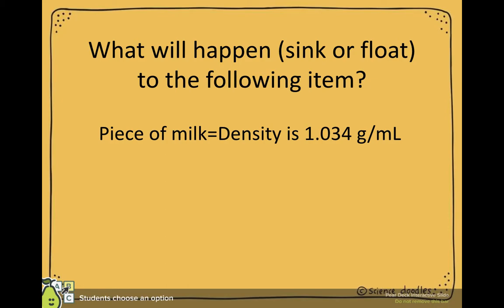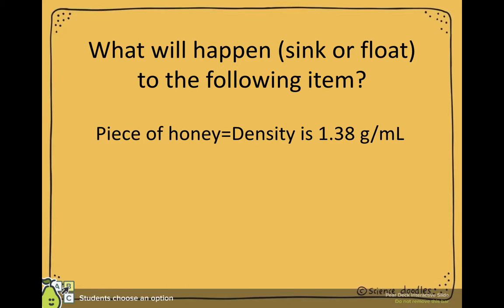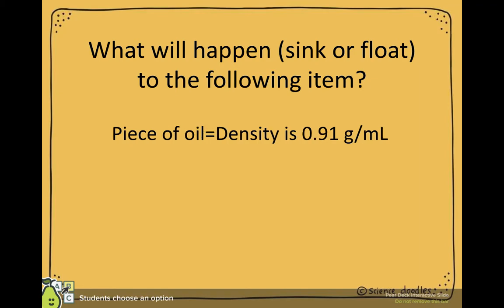It's going to sink because its density is greater than water. What's going to happen to some honey? The density is 1.38. It's greater than 1, so it will sink. What's going to happen to oil? It's less than 1, so it's going to float, 0.91.